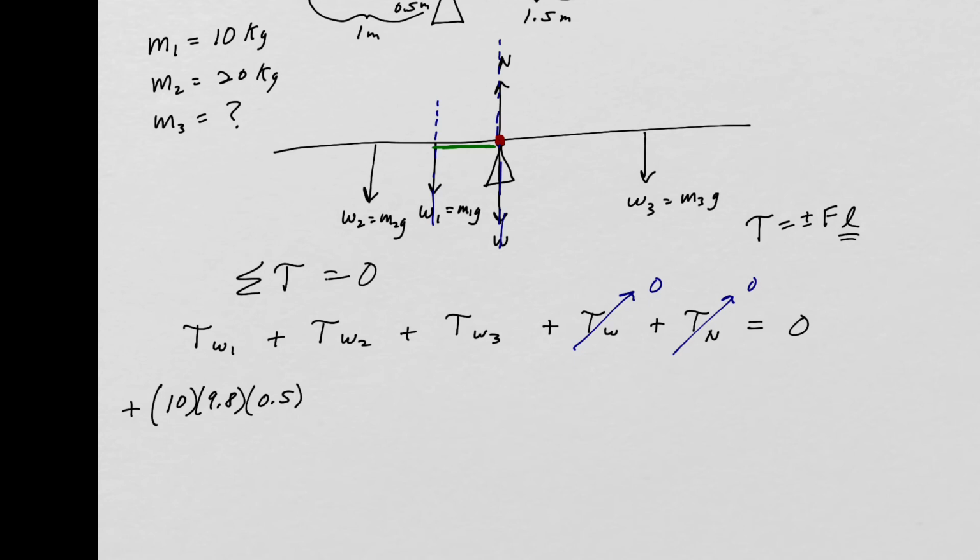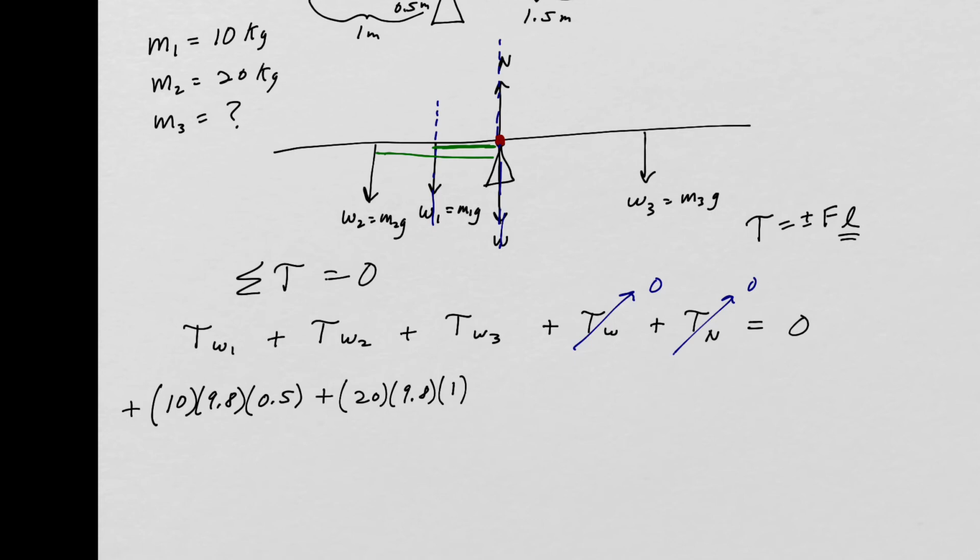Okay, then I do weight 2. So weight 2 is, well, the weight is going to be 20 times 9.8. The moment arm is simply going to be this distance, but that's 1 meter. So that's 1. And that torque is also positive because it would cause a counterclockwise rotation.